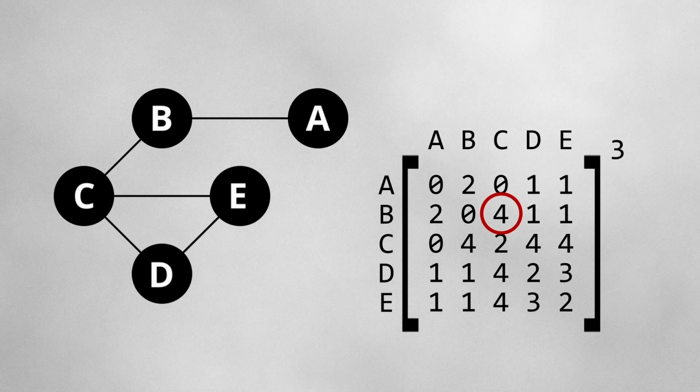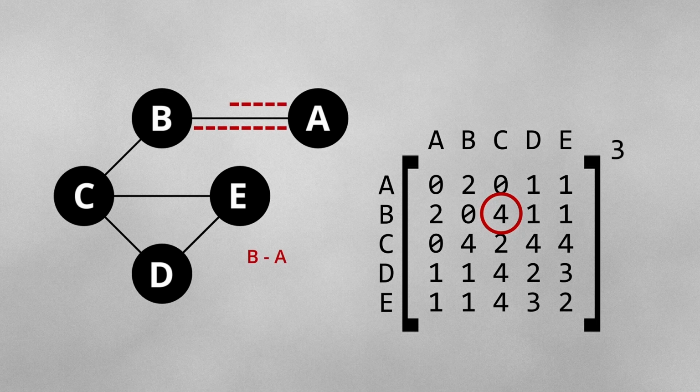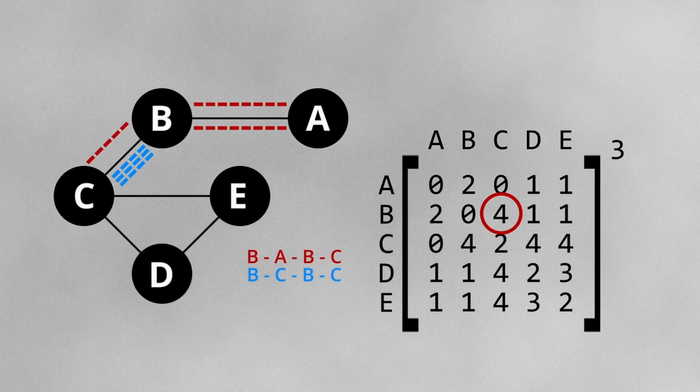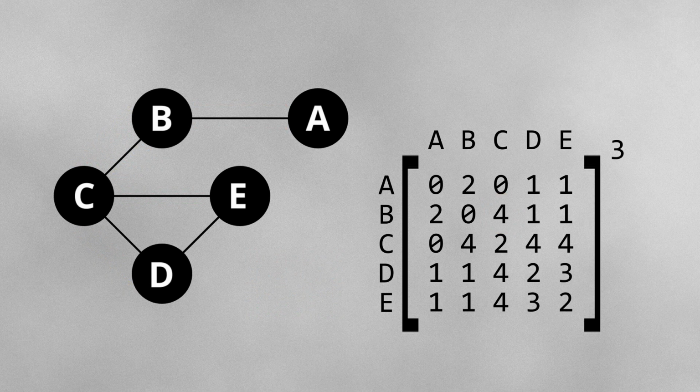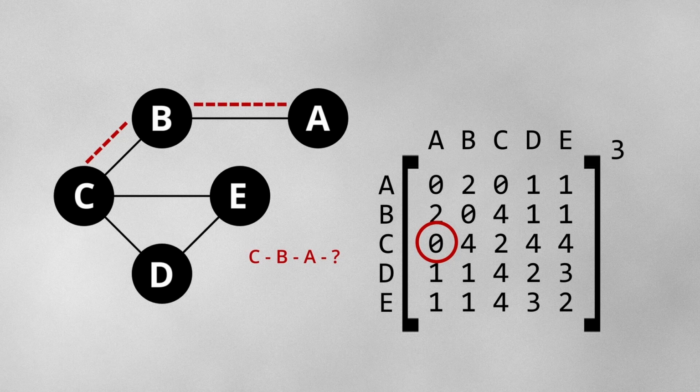Let's take B to C for example. The matrix says there exist 4 paths of length 3 from B to C, which are BA-BC, BC-BC, BC-DC, and BC-EC. No matter what you do, you won't find an additional path. There doesn't exist a single path of length 3 from C to A, because you could reach A, but then you would only have a path of length 2 and you still need to move one more time.